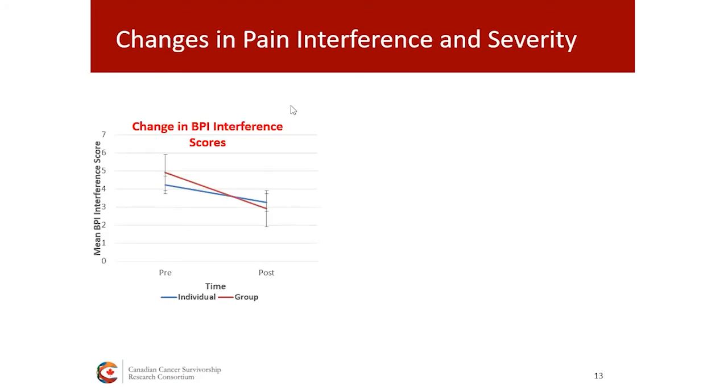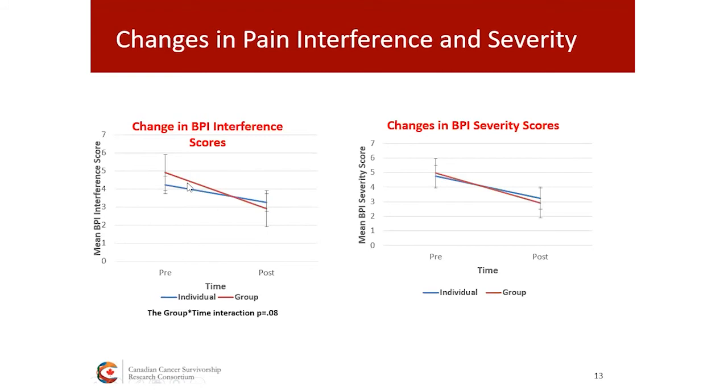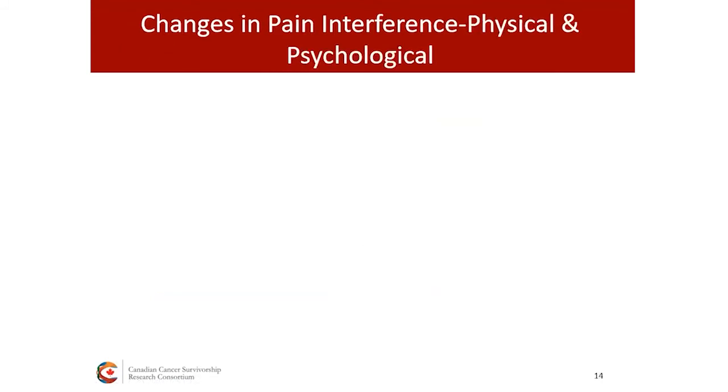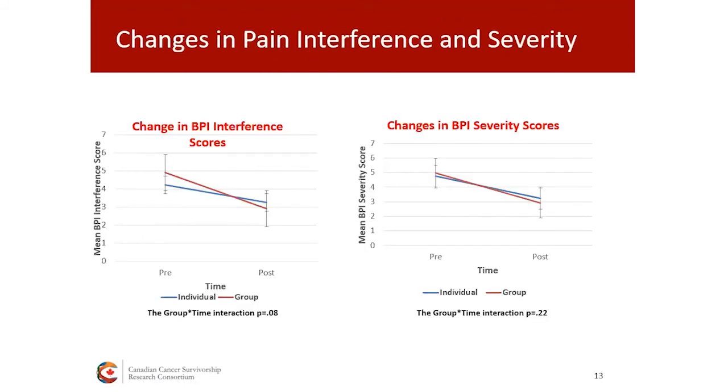And as you can see here in the BPI interference scores, the red line indicates the group arm, and the blue line indicates the individual arm. Although graphically you would notice that there is a bigger drop in the group arm when it comes to pain interference, however, this difference in the drop in the pain interference scores wasn't statistically significant.